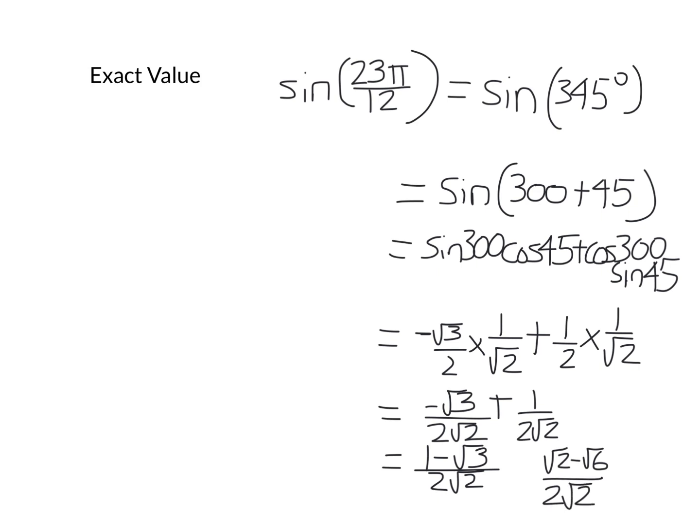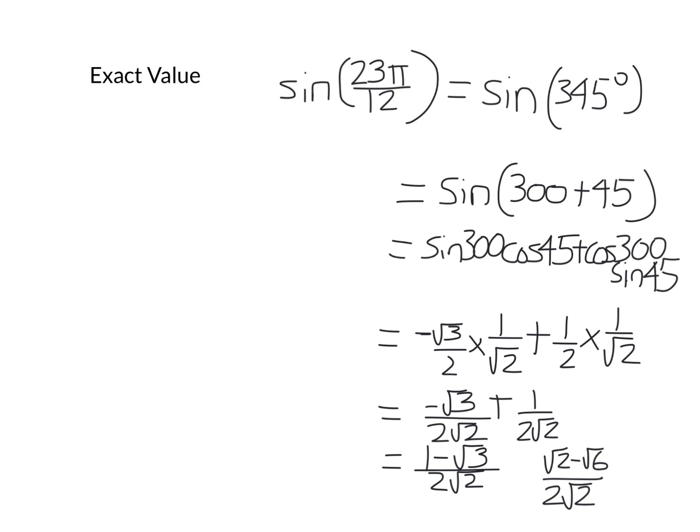I don't expect you, of course, to know the exact value of this off the top of your head. It's quite complicated. But what you should do is say, should this be positive or negative? Well, we know sine 345 is negative because 345 is in the fourth quadrant. So is our answer negative? Well, clearly the denominator is positive, but the numerator, root 2 is less than root 6, so this here is in fact negative. And that helps us know that we're on the right track.